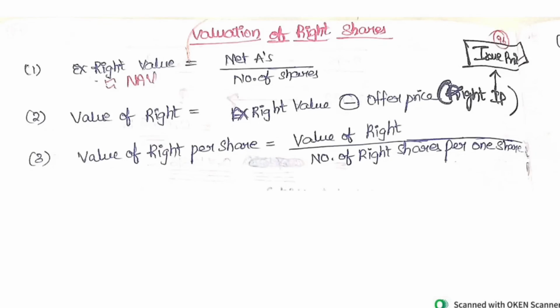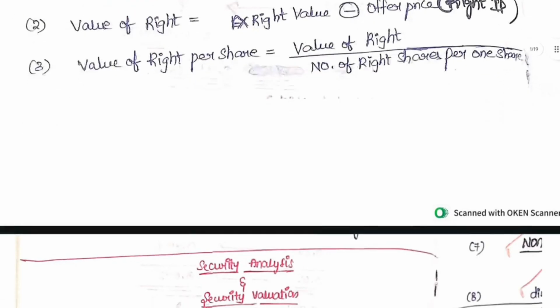Security valuation. Under that first concept, valuation of right shares. Ex-rights value is nothing but net asset value, which equals net assets divided by number of shares. Value of right equals ex-rights value minus offer price. Offer price means right issue price. Value of right per share equals value of right divided by number of right shares per one share.